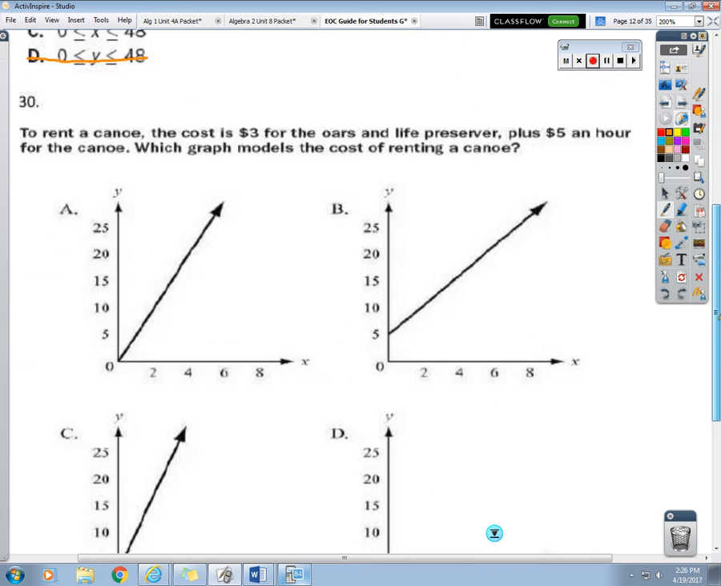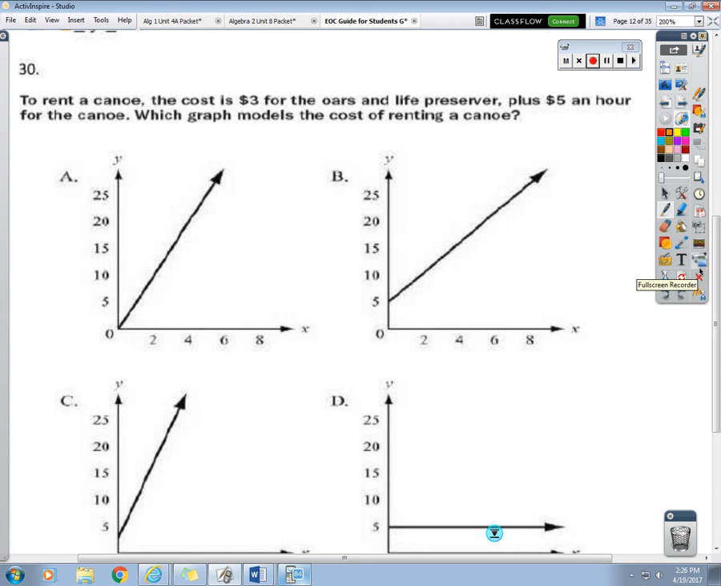Okay, number 30. To rent a canoe, the cost is $3 for the oars and life preserver, plus $5 an hour for the canoe. Which graph models the cost of renting a canoe? Okay, well, first let's write an equation in y equals mx plus b form. What would the equation look like? 5x would be, 5 would be your m, because that's what you're paying per hour. And then plus 3, because you do have a one-time fee just to rent the oars and the life preserver.